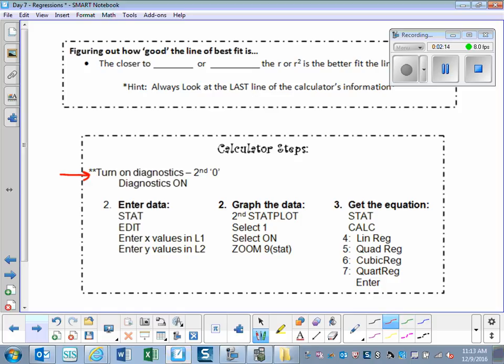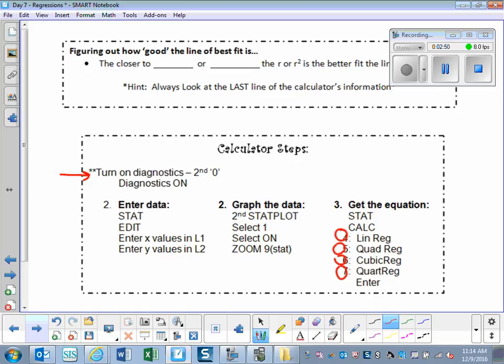Okay, so to enter data, we go to stat, edit. We enter our values as before. X goes into the first column, Y into the second column. And then we graph our data if you want to see the scatter plots. We don't always do that, but ideally you should. Just look at your data first before estimating. And then you get the equation. Stat, calc, and you choose what kind of model you want to estimate. Before we only estimated linear and quadratics, and now we will also look at cubic and quartic regressions. But everything else is the same.